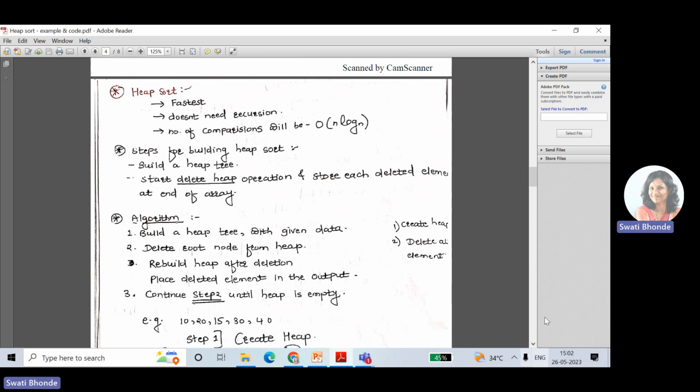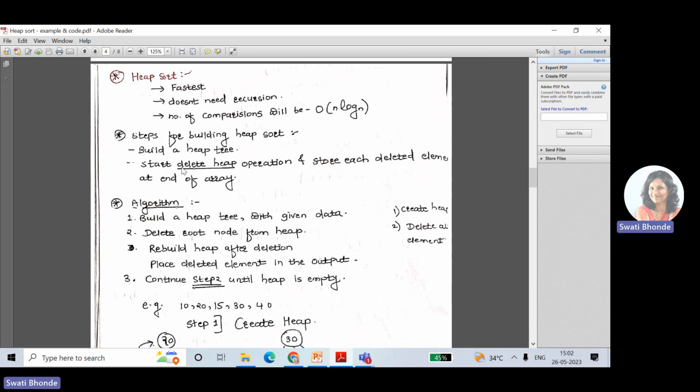Now, what are the steps in heap sort? The very first step is to build a heap tree. You can prefer max heap or min heap, based on the condition given in the problem statement. Then we start performing the delete operation. Whenever we perform the delete operation, the value present at the root is deleted and stored in another array. So whenever we delete elements from the max heap, we get the list in descending order. But if we delete elements from the min heap, we get the list in ascending order, the smallest one first and then the largest, and so on.